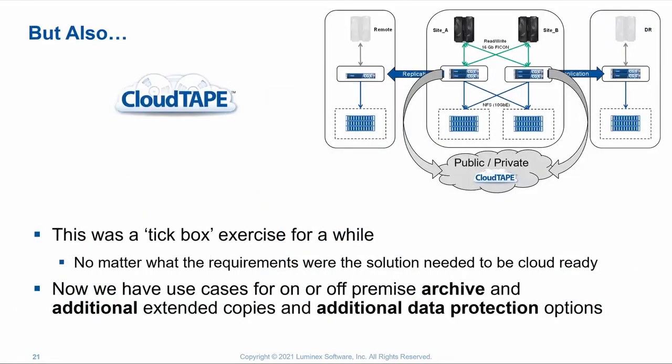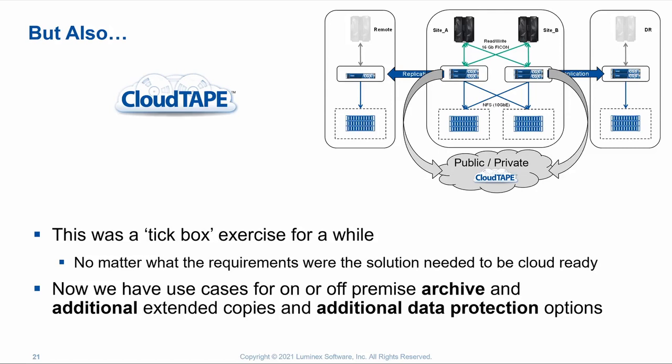So I couldn't get away without mentioning cloud, could I? I've been working in virtual tape environments for quite some time, and cloud has been a tick box exercise for a while for mainframes. No matter what the requirements were in the ITT, the RFP, the solution needed to be cloud ready. But we are now seeing use cases for on or off-premise archive and the exploitation of cloud for additional extended copies, because customers are beginning to explore this for additional data protection options.